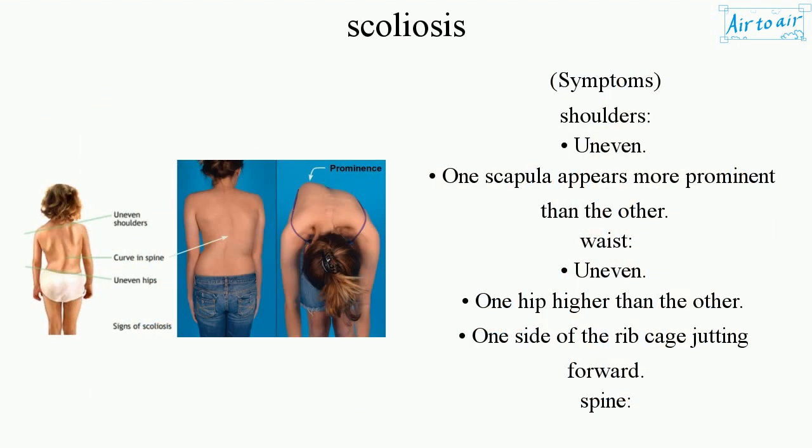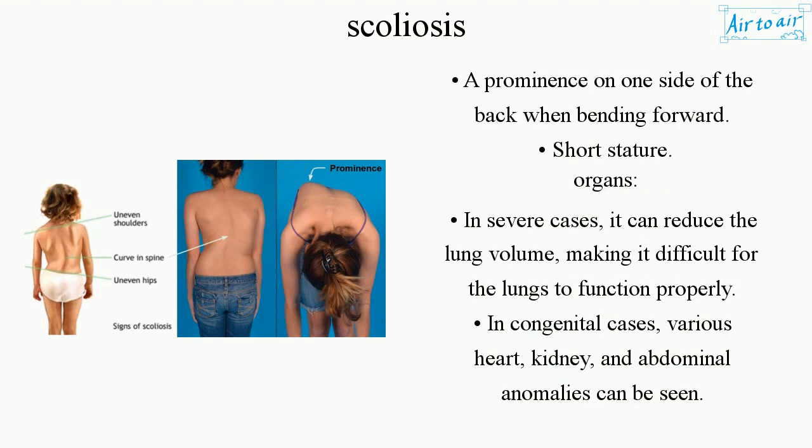Symptoms. Shoulders: uneven, one scapula appears more prominent than the other. Waist: uneven, one hip higher than the other. One side of the rib cage jutting forward. Spine: prominence on one side of the back when bending forward.